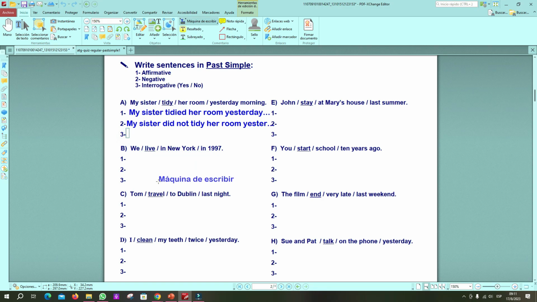What about the question? That is a yes-no question. So did, right? Did my sister tidy her room yesterday? And question mark. Don't forget that. So you can have, did my sister tidy her room yesterday? So you have affirmative, negative, and interrogative.